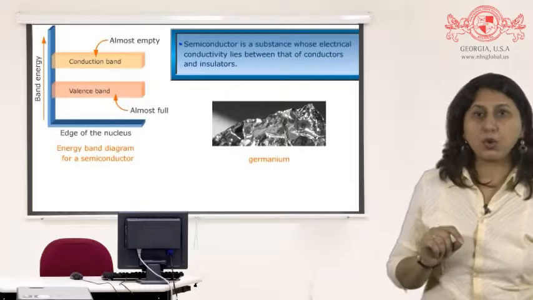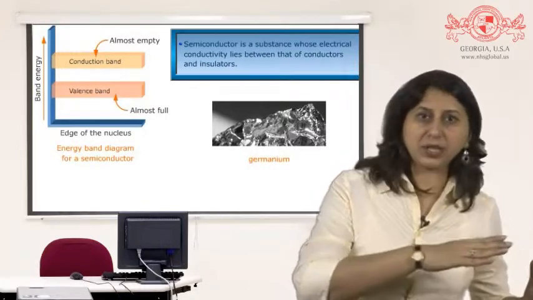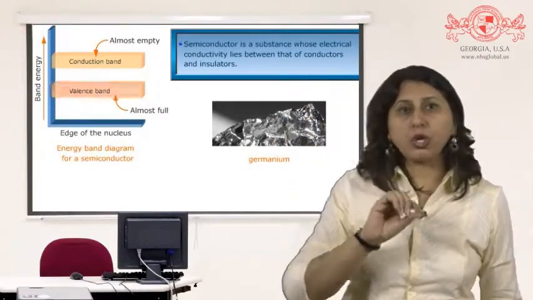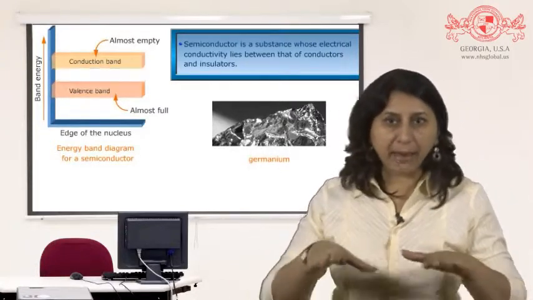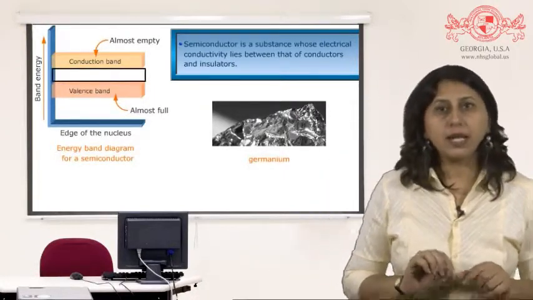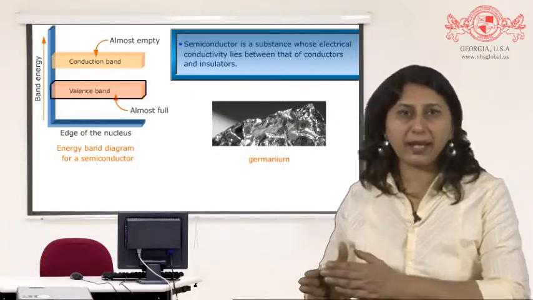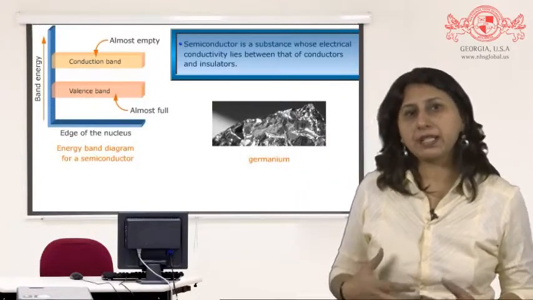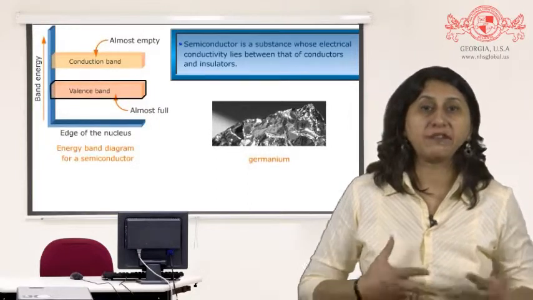Semiconductor is a substance whose electrical conductivity lies between that of conductors and insulators. According to the energy band theory, the valence band is almost filled and the conduction band is almost empty. But the energy gap between the valence band and the conduction band is very small. Therefore, a small potential is enough to push the electron from the valence band to the conduction band. Now at low temperature, semiconductor behaves as an insulator because of empty conduction band and full valence band.